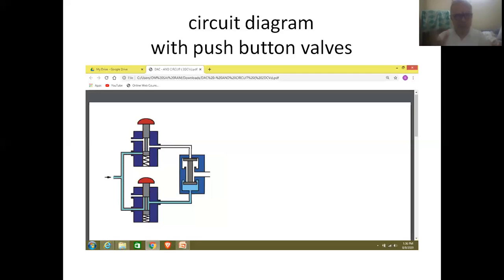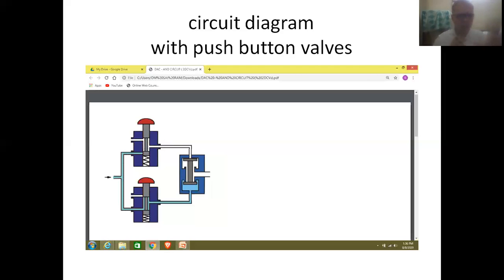this way the DC valves can be used, two DC valves can be used for controlling the operation of vertical double acting cylinders. Also, they can be used for controlling the operation of horizontal double acting cylinders. And in both the cases, the first valve is generally used for performing the forward stroke of the piston. The second valve for performing the return stroke of the piston.